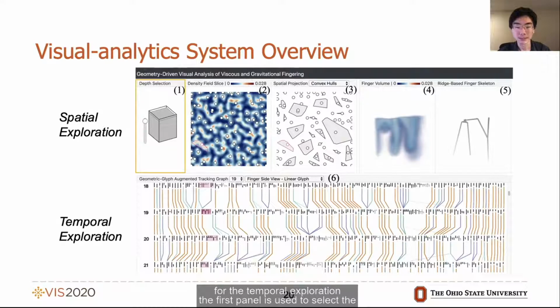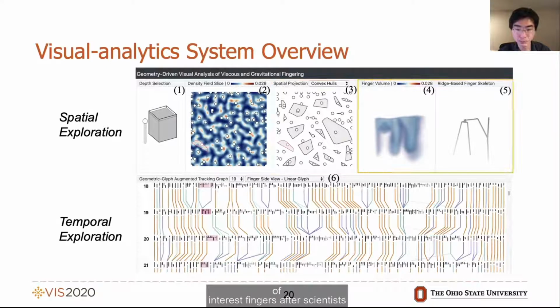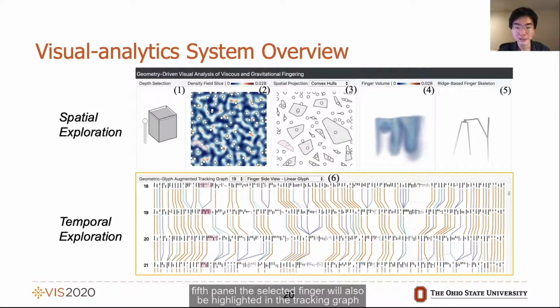The first panel is used to select a depth of interest. Then the second panel presents the density field slice of the selected depth. The projection panel shows the distribution of fingers in space by representing fingers using convex hulls, and supports the selection of fingers of interest. After scientists select a finger, the finger volume and skeleton are shown in the 4th and 5th panel. The selected finger will also be highlighted in the tracking graph.